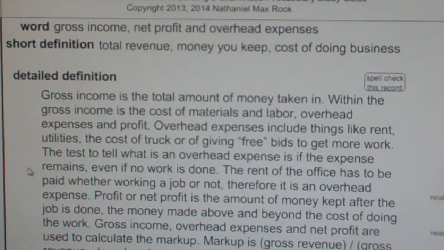Markup can be used as a multiplier of any total materials and labor to arrive at a price for doing a job. Gross income is the total revenue, net profit is the money you keep, and overhead are the expenses which have to be paid whether working or not, like rent.